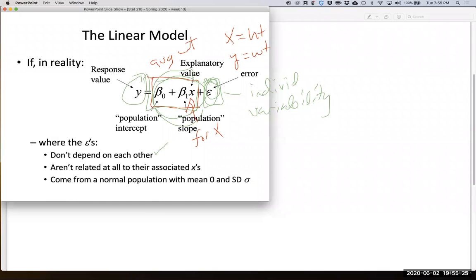Second, the epsilons don't tend to be larger or smaller for x's that are larger or smaller. There's no systematic trend for epsilons to be positive for certain x's and negative for others.